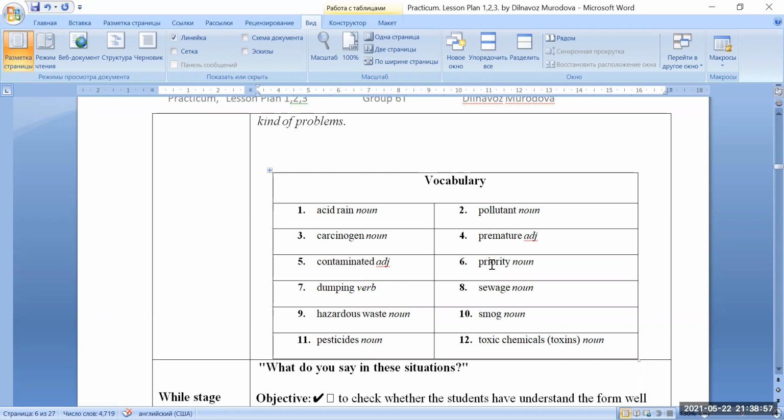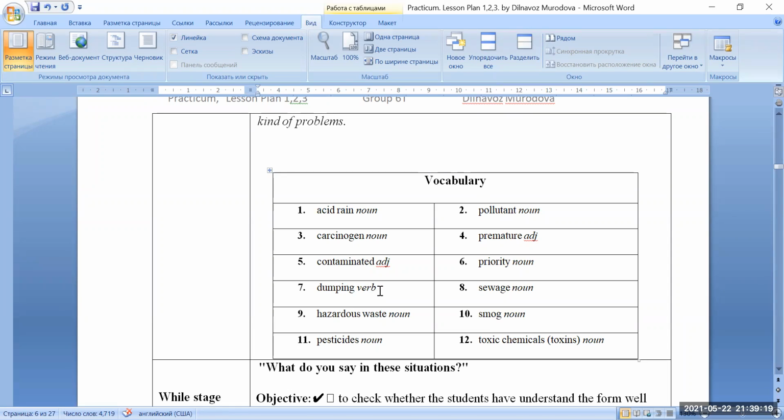Yeah, the next one, priority. What is priority? Something which is the most important at the time. Yeah, it's the most important thing. Most important one.